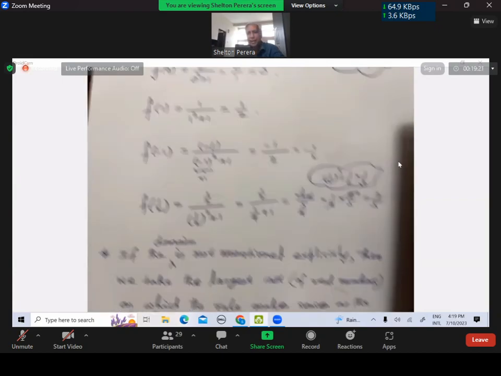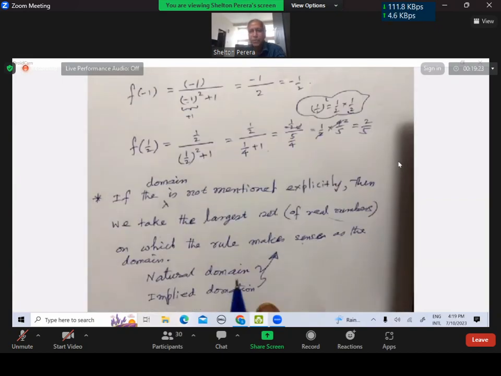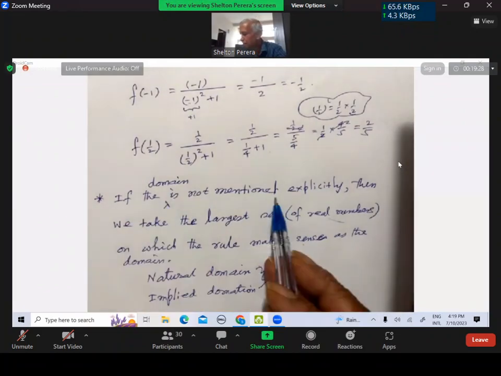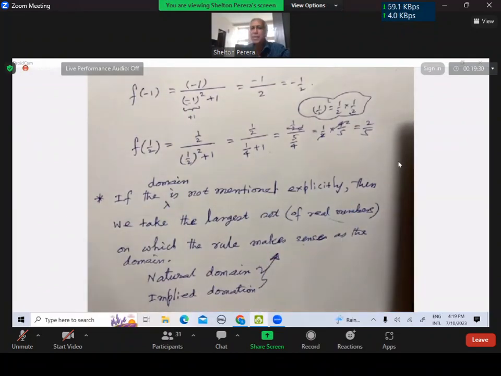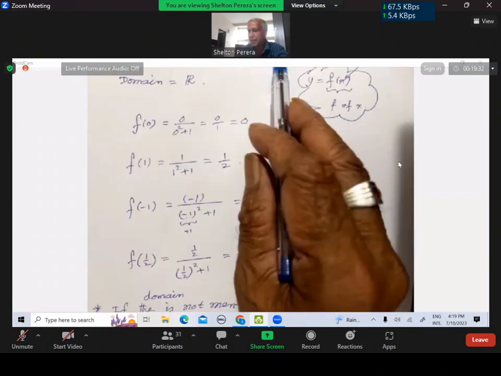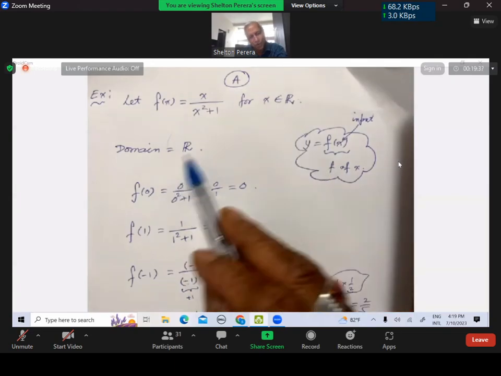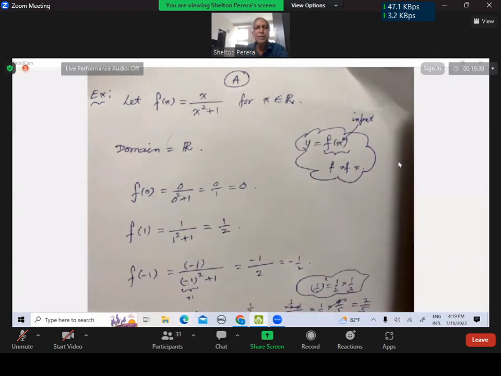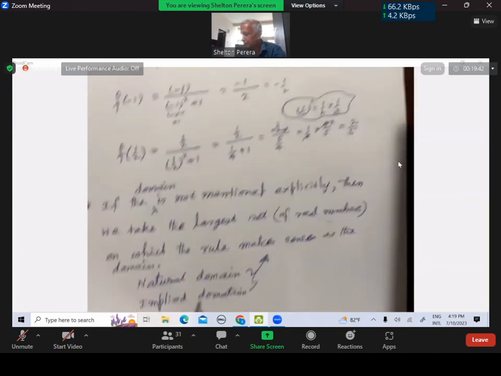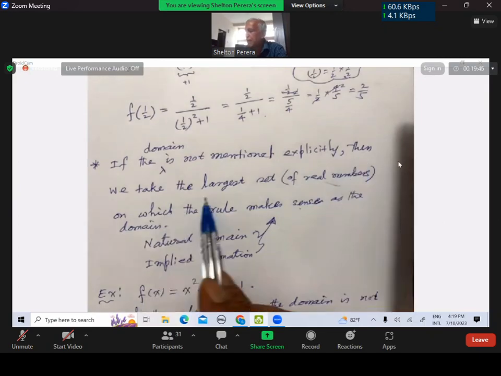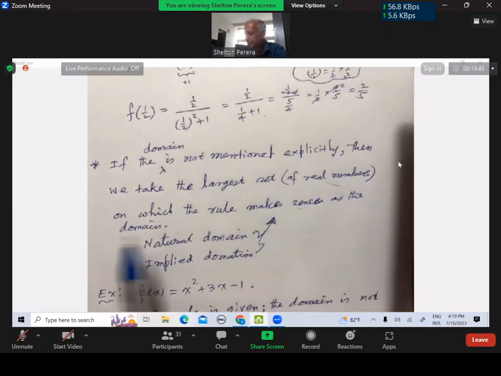Okay. And then this is the important thing. Most of the time, just a rule is given. If the domain is not mentioned explicitly, here we are saying inputs are taken from R. So the domain is the set of all inputs. It's R. But if the domain is not mentioned explicitly, then we take the largest set of real numbers on which the rule makes sense as the domain.